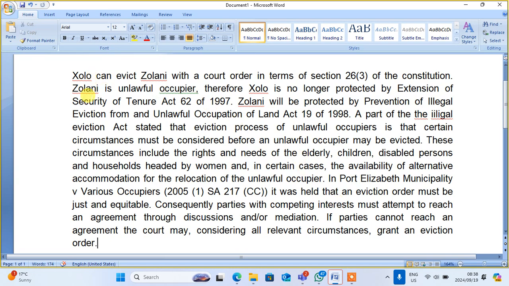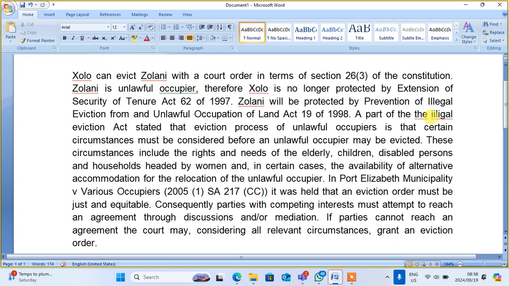When you answer that one, you must ensure that you say Xolo can evict Zolani with a court order in terms of section 26 subsection 3 of the Constitution. Zolani is an unlawful occupier. Therefore, Zolani is no longer protected by the Extension of Security of Tenure Act 62 of 1997. Zolani will be protected by the Prevention of Illegal Eviction from and Unlawful Occupation of Land Act 19 of 1998.